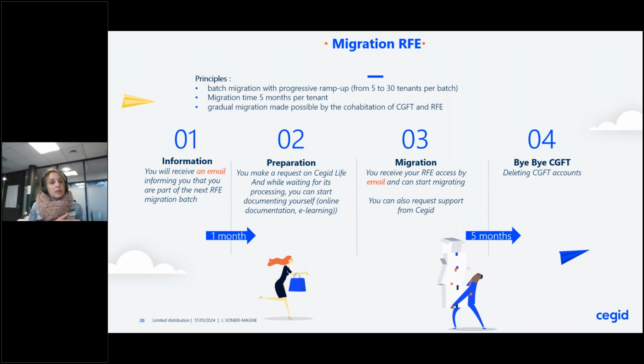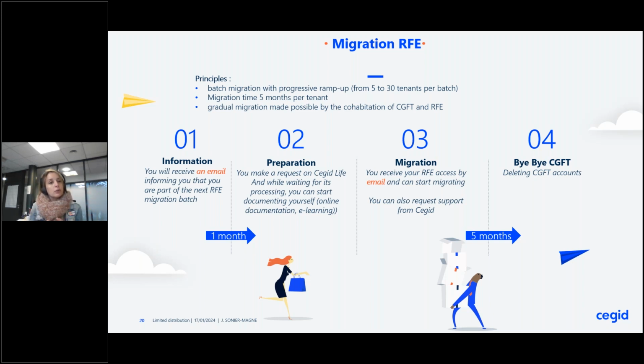The first step is that you will receive an email informing you that you are part of the next RFE migration batch. It's an email which explains how it will be done. It will give you the link to your internal documentation, the e-learning, and will remind you of the main steps of the migration.